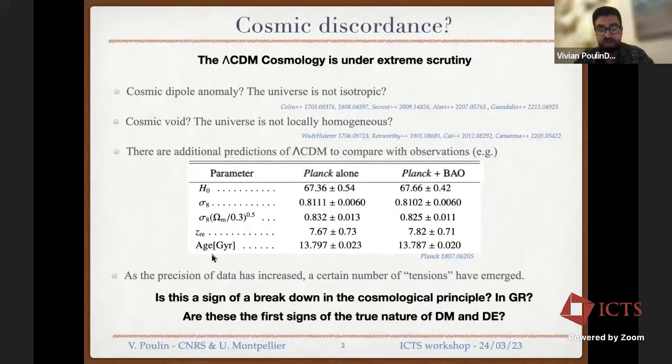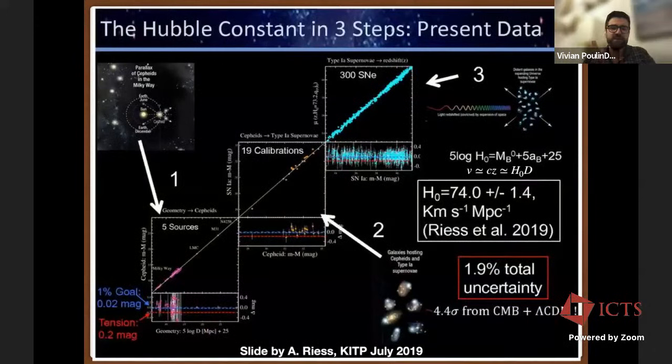And so one might question, is this a sign of a breakdown in the very fundamental aspects of the model, that is the cosmological principle or even general relativity? Or perhaps more modestly, and this is the approach that I'm going to follow here, though of course the first approach should also be pursued, I'm going to simply ask whether we are seeing the first signs of the true nature of dark matter and dark energy, which we should repeat in the standard cosmological model are purely parametric. And I'm going to focus on the Hubble tension today, the discrepancy in the Hubble parameter that is driven by the SH0ES measurement.